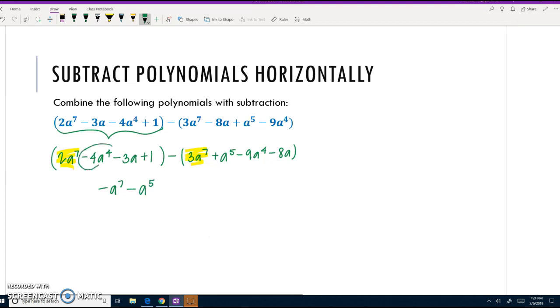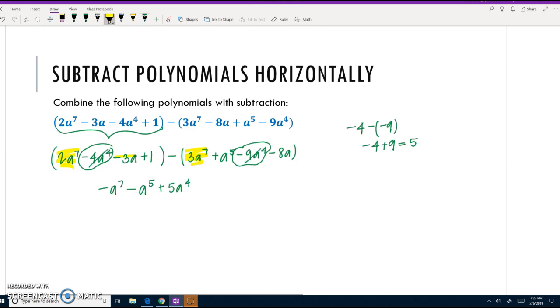Then I can combine these guys. So I've got minus 4a to the 4th minus negative 9a to the 4th. So I want to be careful there that I properly distribute this negative. If you picture this operation, negative 4 minus negative 9, that means I'm going to end up adding 9. So negative 4 plus 9, that's going to give me positive 5. So I will have plus 5a to the 4th. That takes care of those terms there.